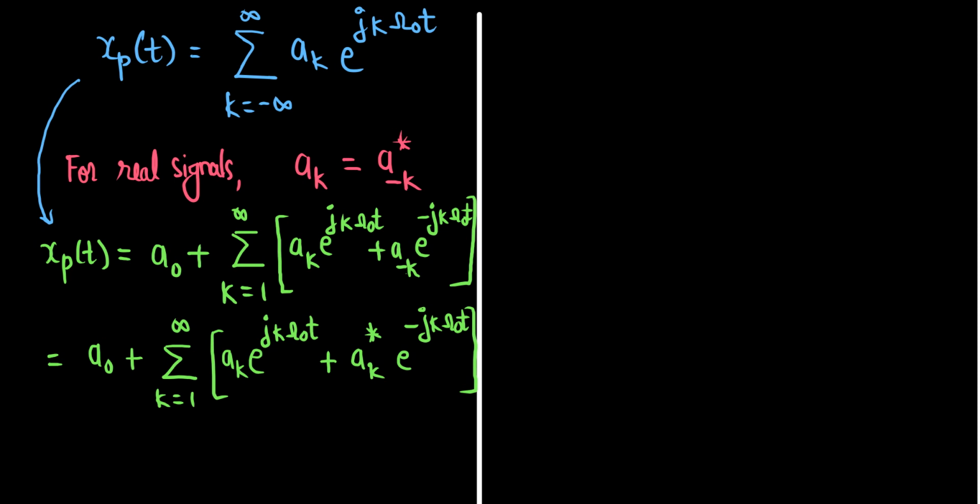Now let's observe this expression that we have obtained here. This term is exactly the complex conjugate of this term here. You can see that the first term in the bracket is exactly the complex conjugate of the second term. So these two are complex conjugates. Let me write that they are the complex conjugate of each other.